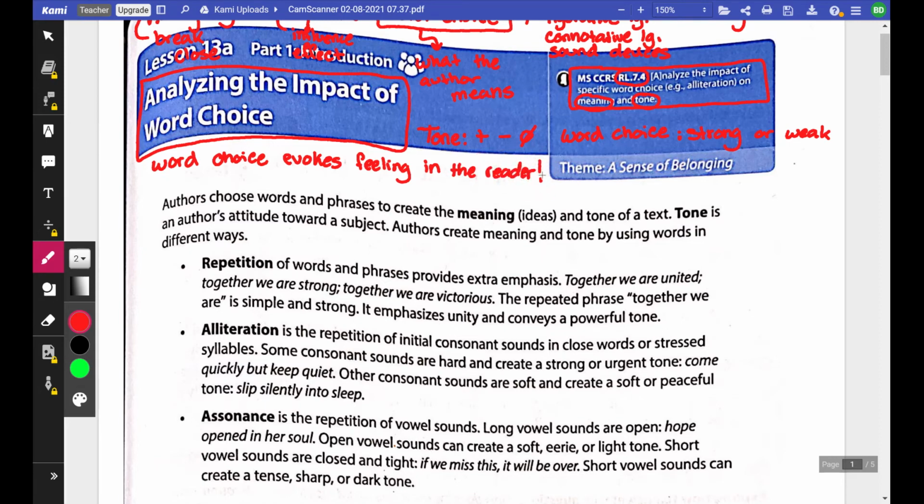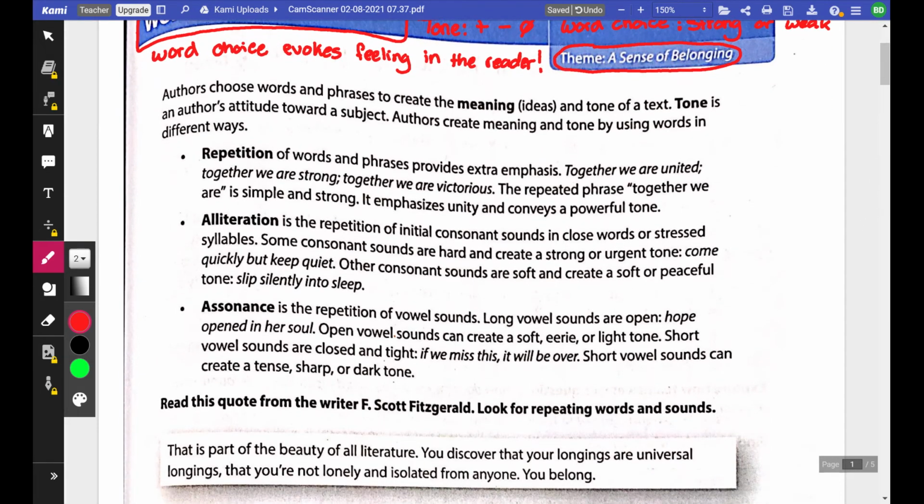Okay, so if you look over here, this tells us the theme of lesson 13A. So we know every text that we're going to look at is going to have to do with a sense of belonging. So the characters potentially are going to try to see where they fit in, where they belong. So the theme of everything we're going to look at is a sense of belonging. All right, so the next thing we're going to do is look at this little introduction paragraph up at the top and see what it says.